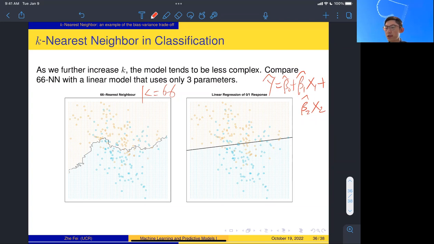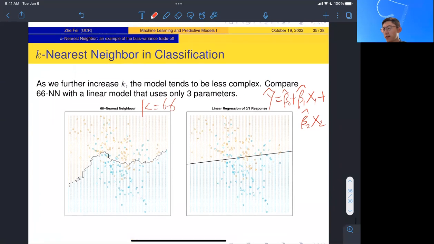Even with k equal to 66, it is still more complex than the linear regression. And in this case, if we compare k equal to 66 versus the linear regression, we might prefer the linear regression as it is simpler, but potentially achieves similar prediction error, because the 2 lines are similar in some sense.